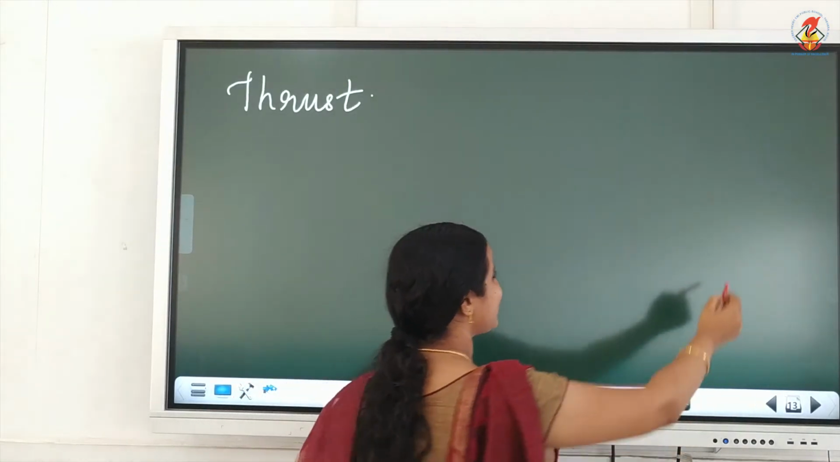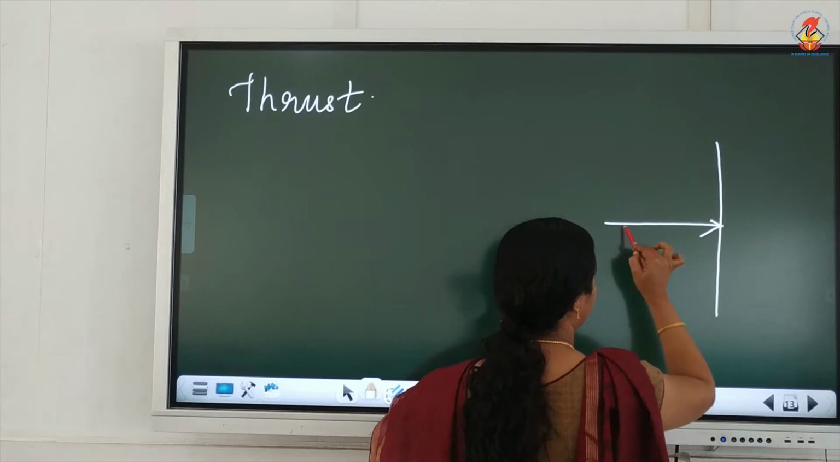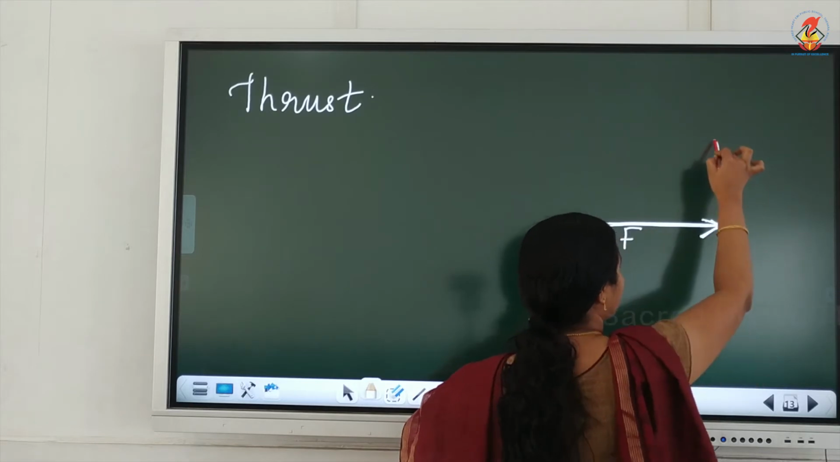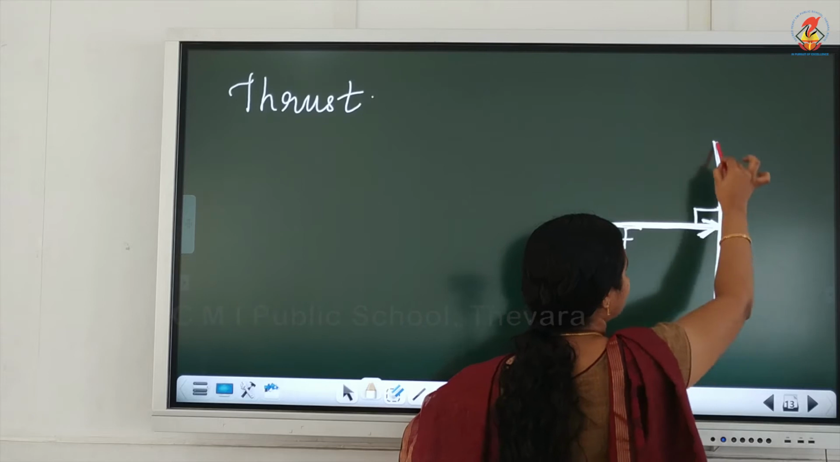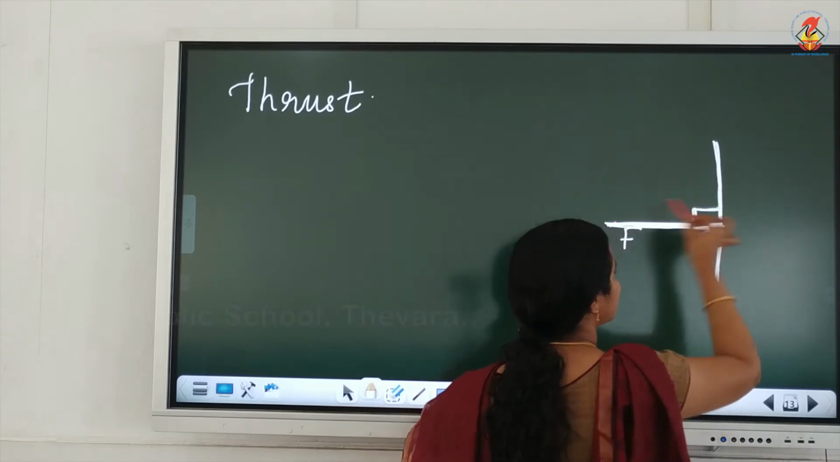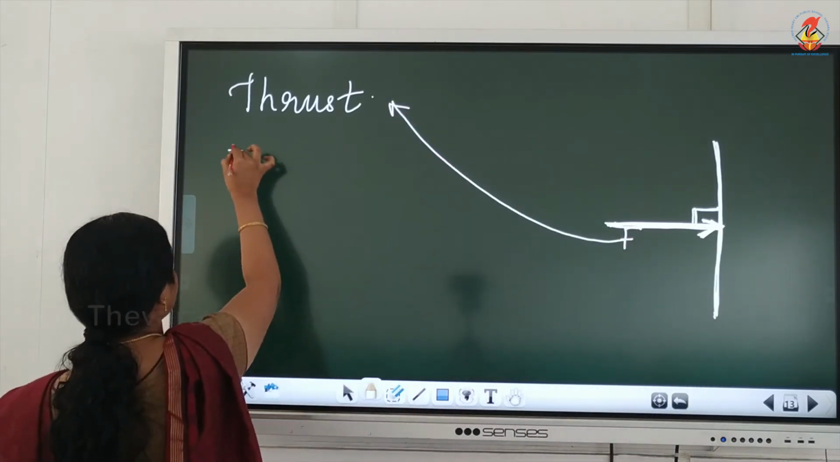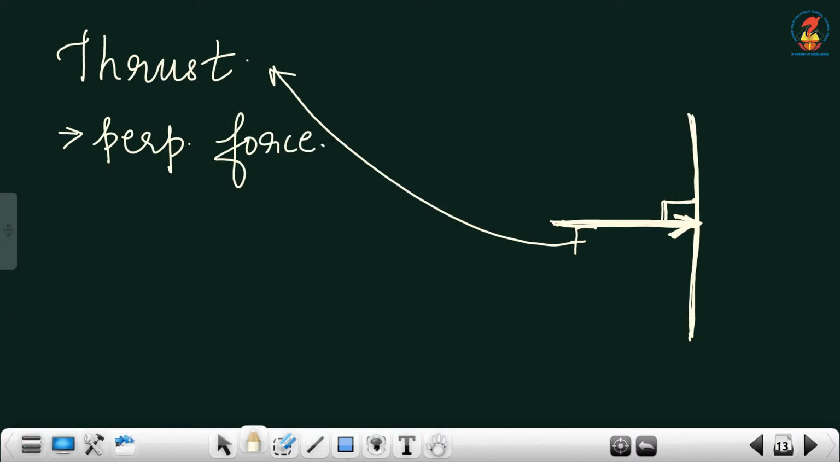That is, if we have a surface and we are applying a perpendicular force onto the surface, this is the force vector. The direction of the force and the wall are perpendicular to each other, or in other words, the angle between the force vector and the surface to which we apply force is 90 degrees. Such a perpendicular force is known as thrust. So thrust is a perpendicular force acting onto a surface.